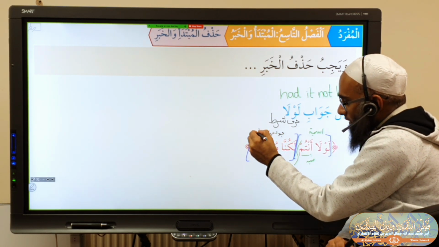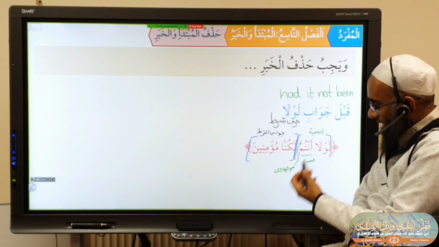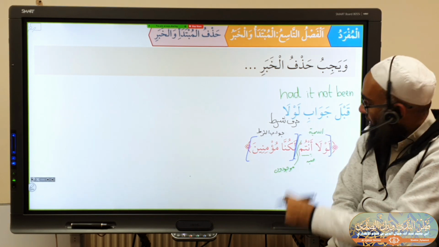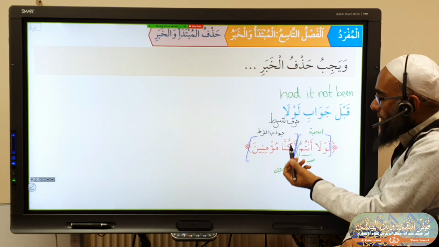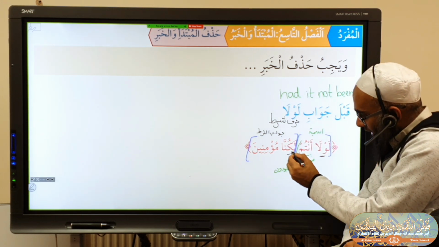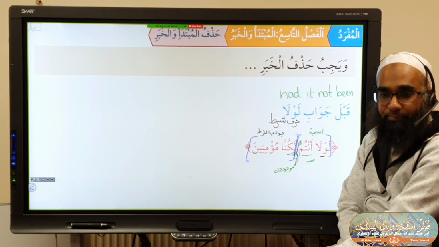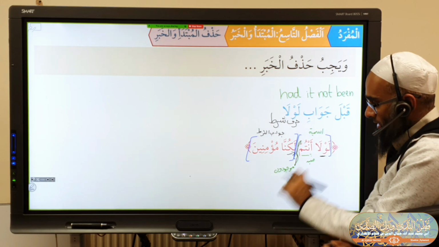Here, harf jawab al-shart. And the jawab al-shart is jumla ismiya, kana, ism kana, mu'min khabar. But here, after lawla, what do you remove? You remove the khabar of lawla. Understand what we're saying here? So before the jawab of lawla was mahdhuf the khabar of the jumla ismiya. Are you following? Muhammad? Everybody online?